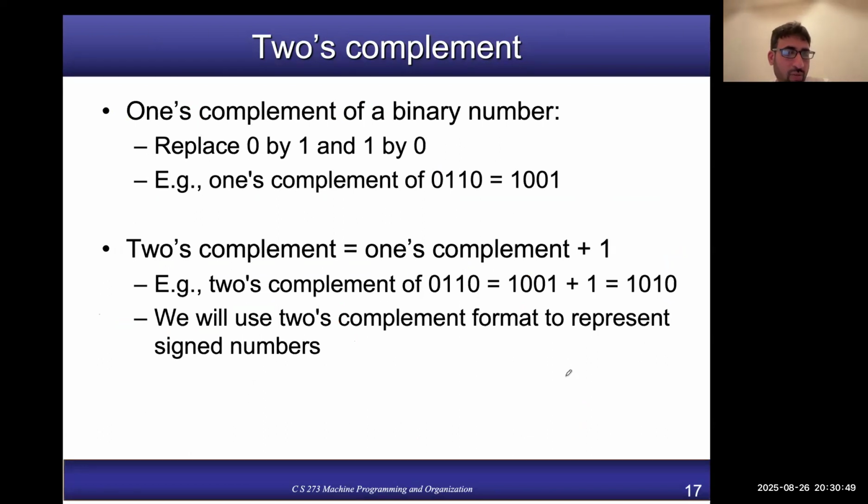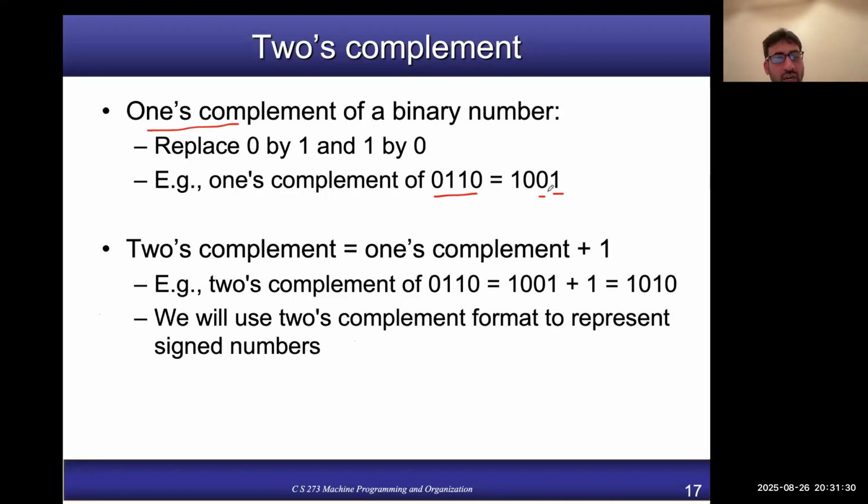To find the two's complement of a binary number, first I will find its one's complement. How do I find the one's complement? I find it by replacing every zero by one and every one by zero in the number for which I'm trying to find the one's complement. For example, let's say you have the binary number 0110 and you want to find its one's complement. You will simply toggle the bit values. If it is 0, you replace it by 1, and if it is 1, you replace it by 0. So 0110 becomes 1001. Simple, right? Now this was one's complement.